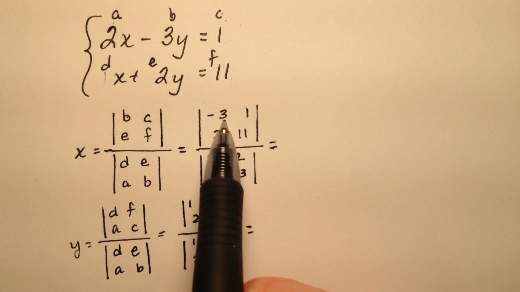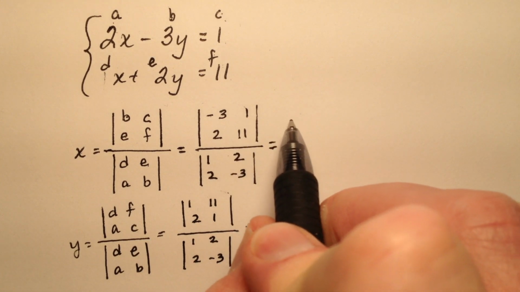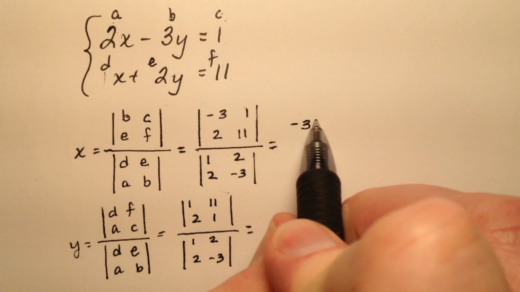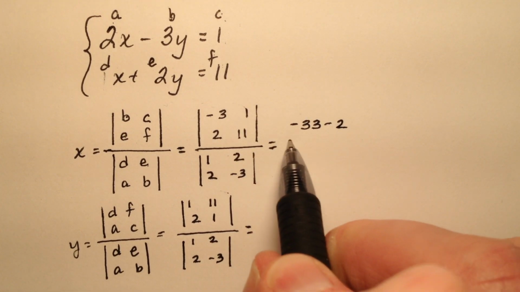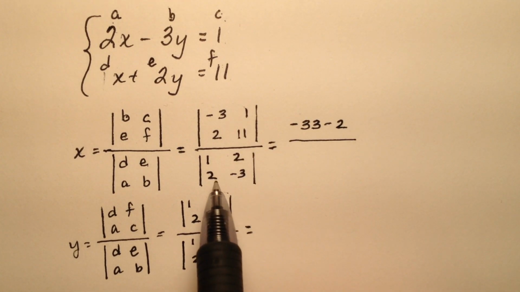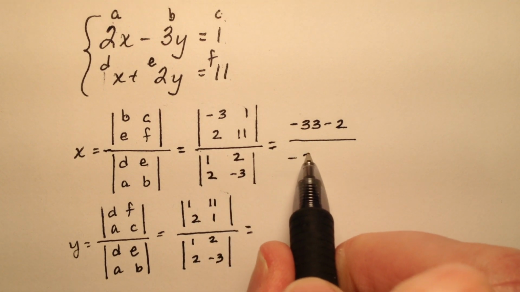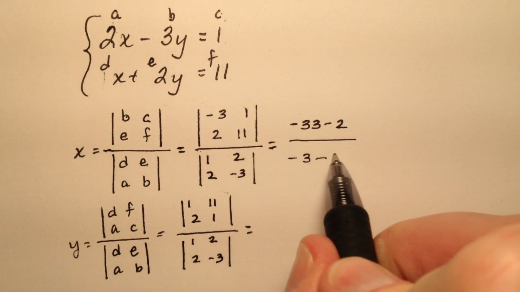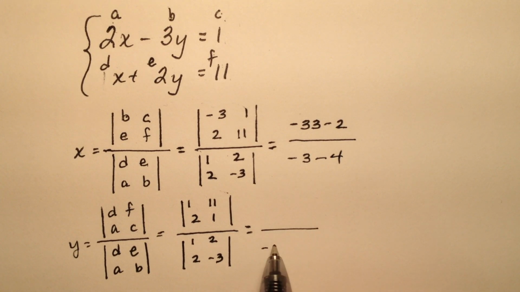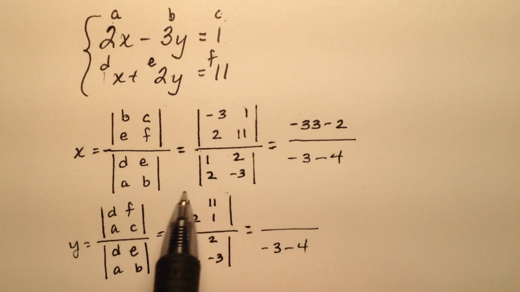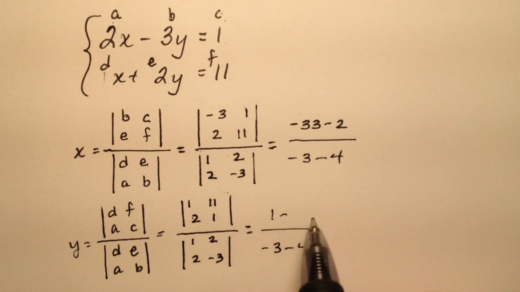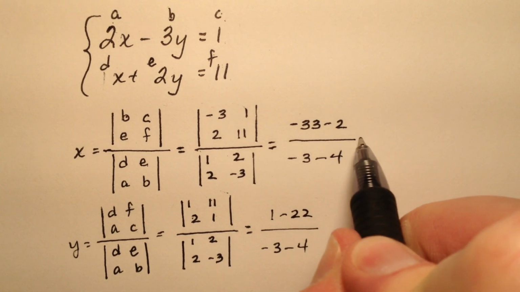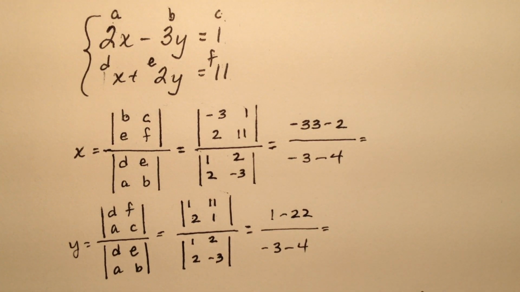So in my x numerator, I have -3 times 11. That'll be -33. And from that, I'm going to subtract 2 times 1, which is 2. And my denominator, 1 times -3 minus 2 times 2. And we'll notice the denominator there will be the same as well. So let's go ahead and do my y numerator. 1 times 1 is 1, minus 2 times 11 is 22. So just a matter of simplifying this stuff.